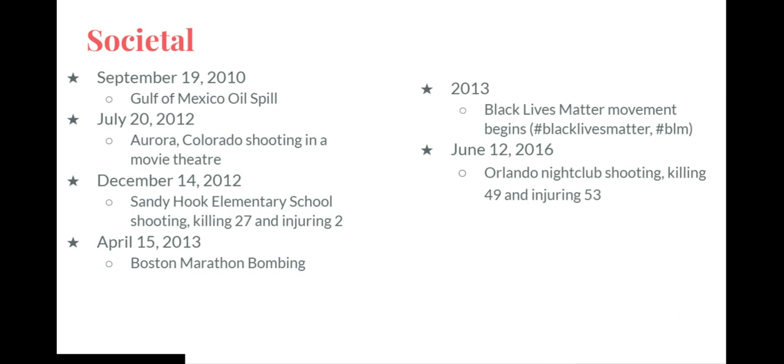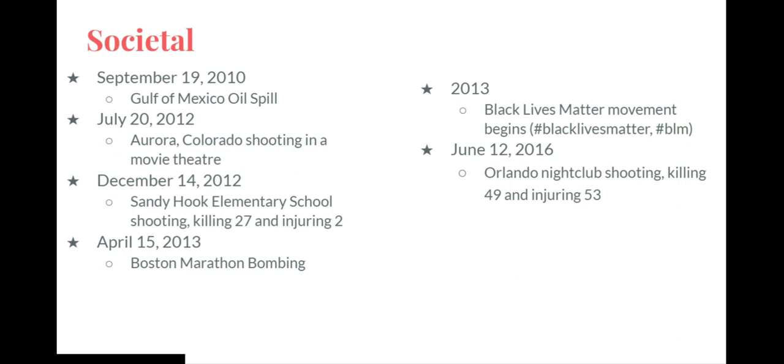There were many societal developments along with the increase of environmental awareness. The BP oil spill occurred in September 2010 and is considered to be one of the worst marine environmental disasters in U.S. history, prompting massive responses to protect beaches, seas, and the environment as a whole. Some other major societal tragedies include the 2012 Colorado shooting and Sandy Hook Elementary School shooting, the Boston Marathon bombing in 2013, and the Orlando nightclub shooting in 2016.